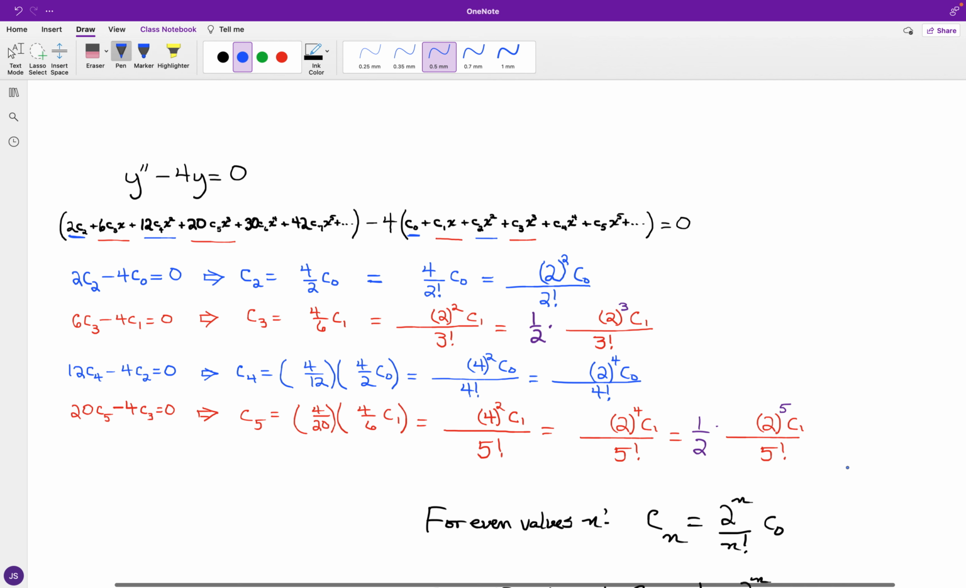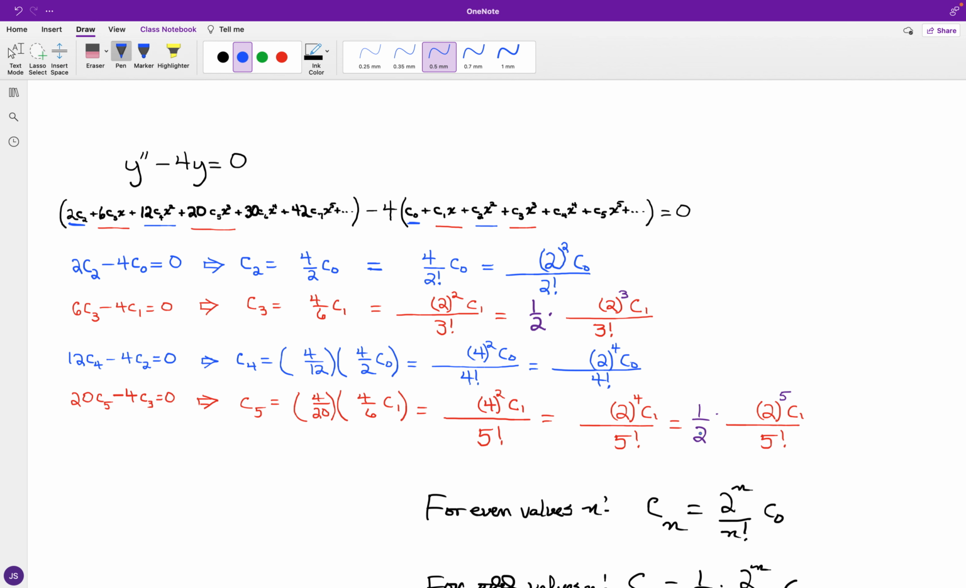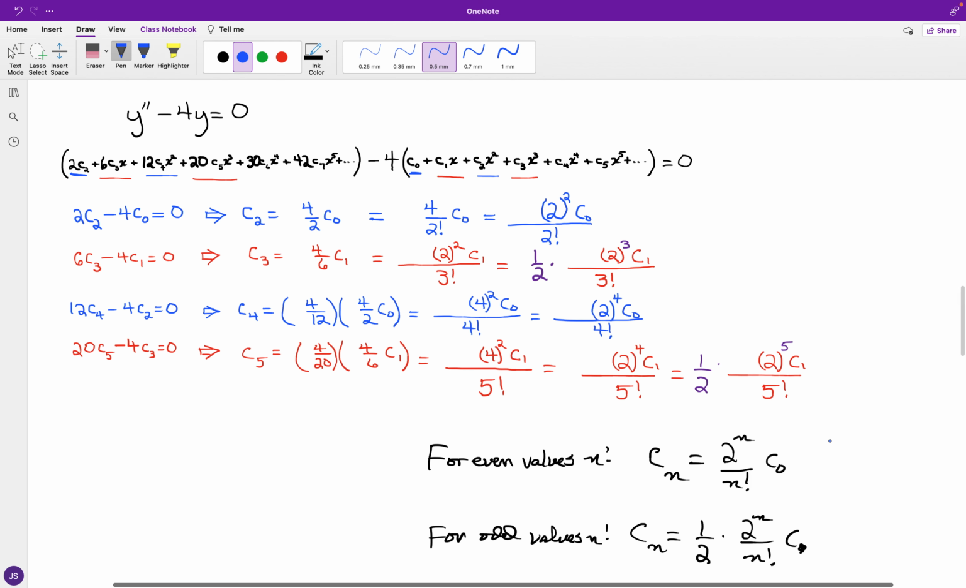And so for c sub 2, that is going to become 2 squared c naught over 2 factorial. And for c sub 3, just like I had 1/2, we have 1/2 of the cube of 2, c sub 1 over 3 factorial. And for c sub 4, that's going to be 2 to the 4th c naught over 4 factorial. And for c sub 5, again, I have 1/2 times 2 to the 5th c sub 1 over 5 factorial. And again, just like with the sum, I'm getting the degree to which 2 is raised and the factorial of the number we're trying to take to match the subscripted value alongside c.